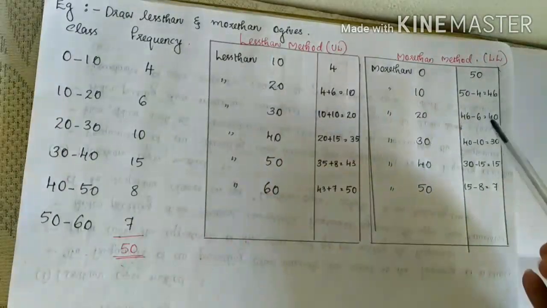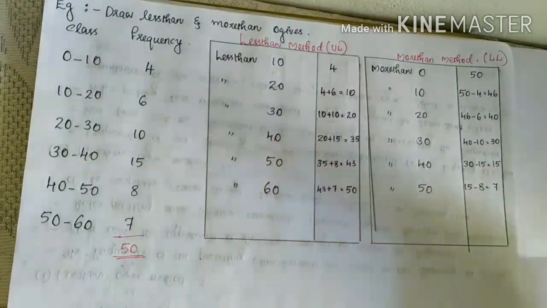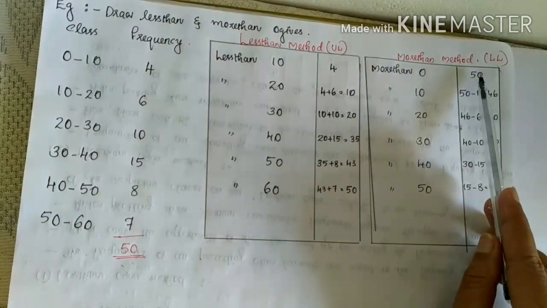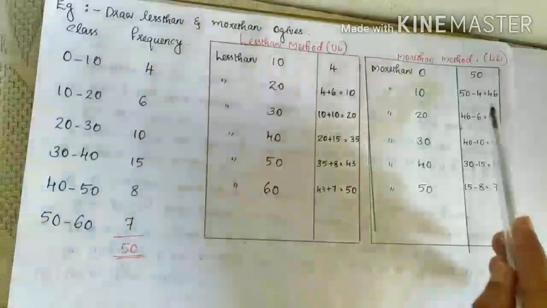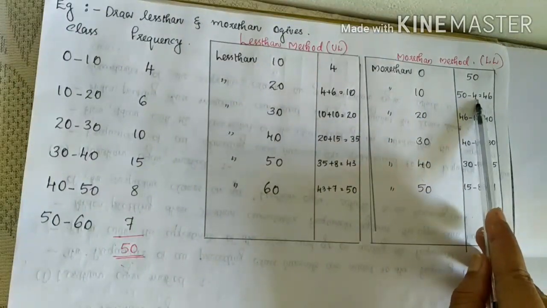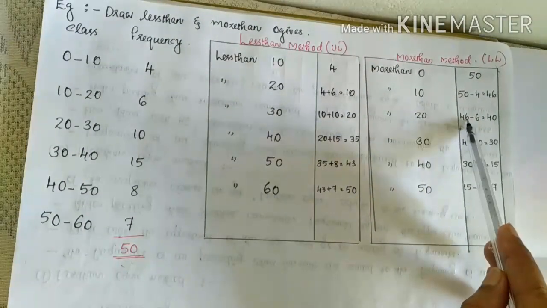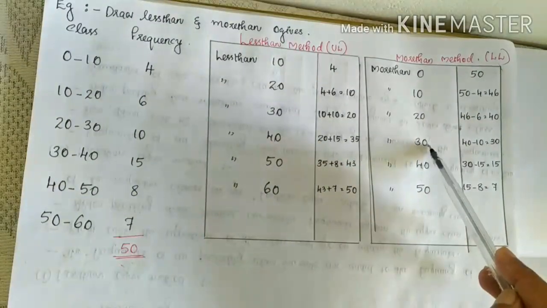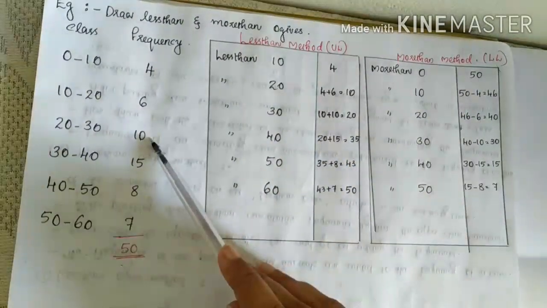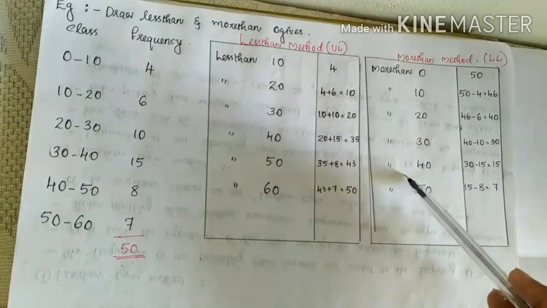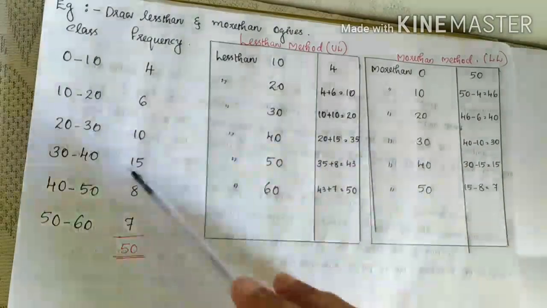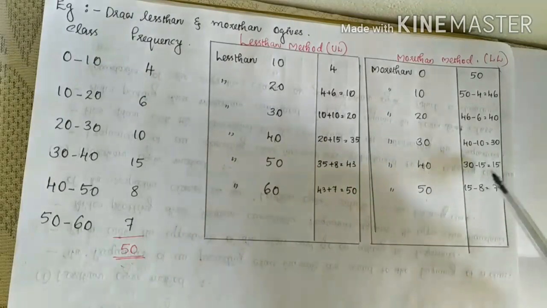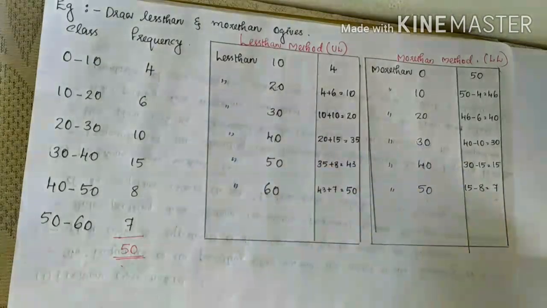And the next frequencies are subtracted from the total frequency. So the next, more than 10, the frequency is 50 minus 4, it's 46. And the next, more than 20, the frequency is 46 minus 6, it is 40. And more than 30, that is 40 minus 10, it is 30. The next, more than 40, 30 minus 15, it is 15. And next one, more than 50, it is 15 minus 8, it is 7.